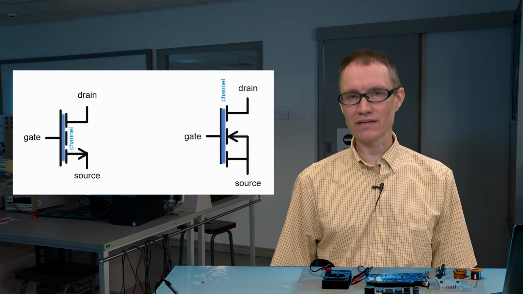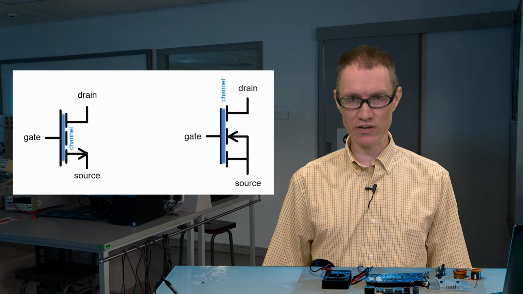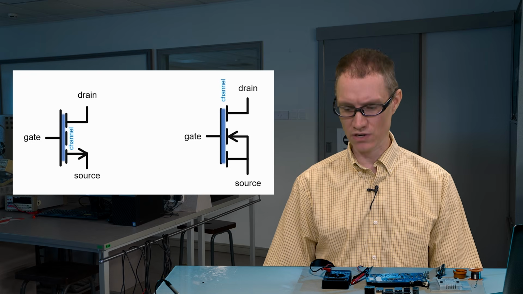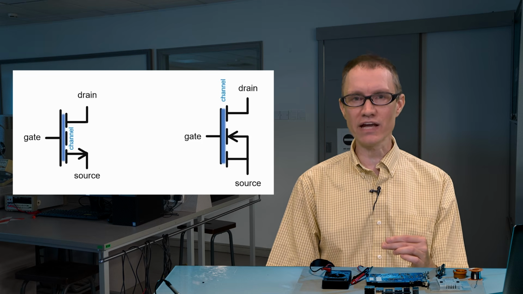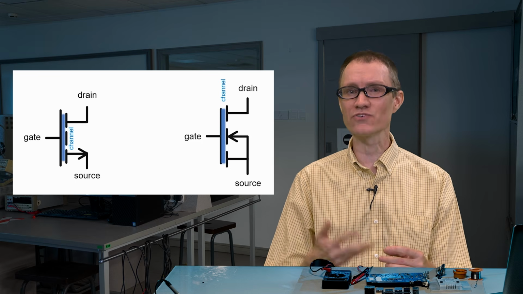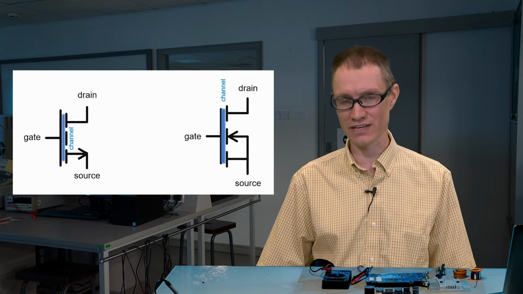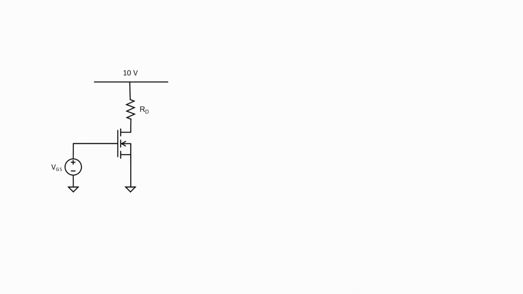Between the gate and the drain and the source is a channel, and the way the MOSFET basically works is you apply a voltage to the gate, which then creates a conducting channel that connects the drain to the source if the voltage is high enough. Let's look at an example circuit that involves an N-channel MOSFET.